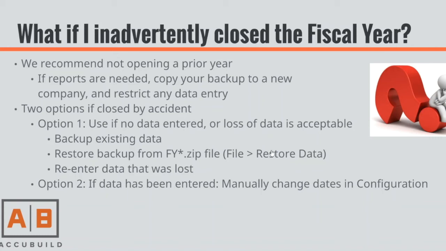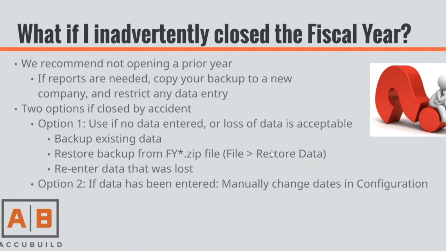But what if you accidentally close the fiscal year? You have two options to restore everything. Option 1, hopefully you haven't entered any data yet, or you determine that you'll just rekey any entries already made. We recommend you back up your data, then restore the fiscal year zip file. Navigate to File, Restore Data, and follow the instructions. If you have any problems, contact customer support. Then rekey any data that was lost in the restore process.